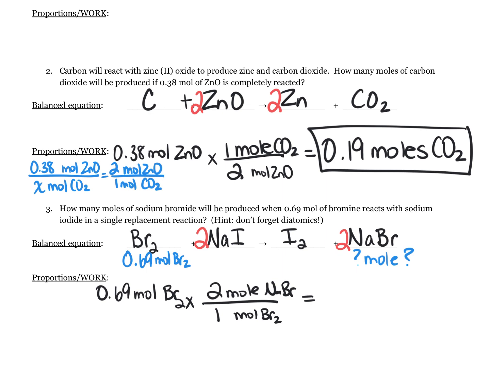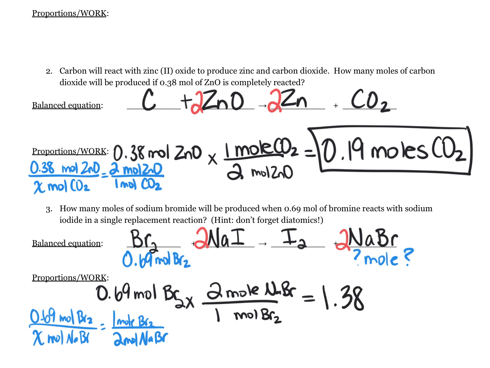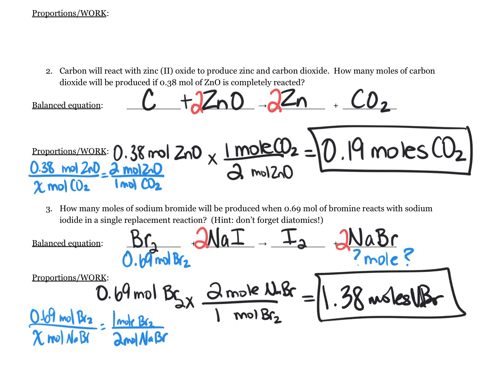I will show in blue real quick the cross ratio. So I have the other method in blue right here. Again, you have to solve for the x, but no matter what, you're going to get the same answer. You should get 1.38 moles of NaBr are going to be made.